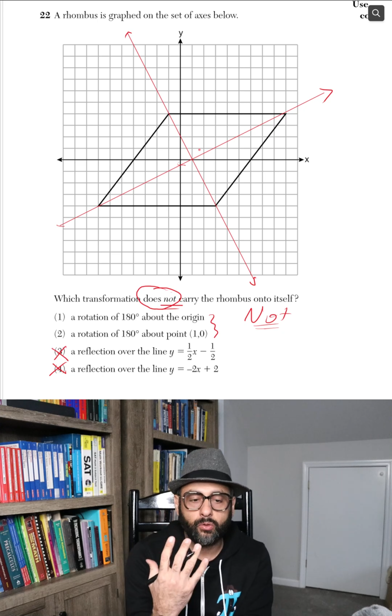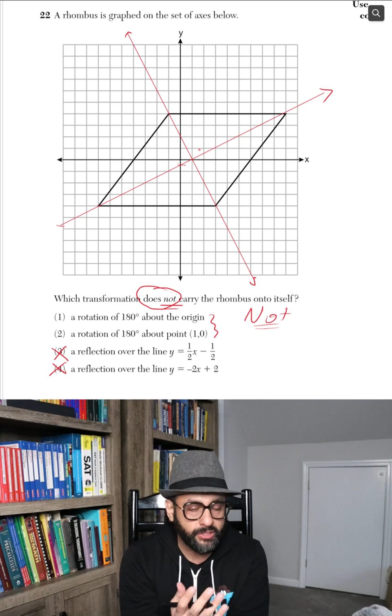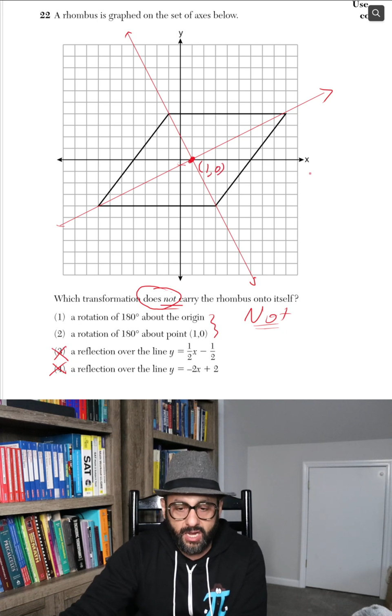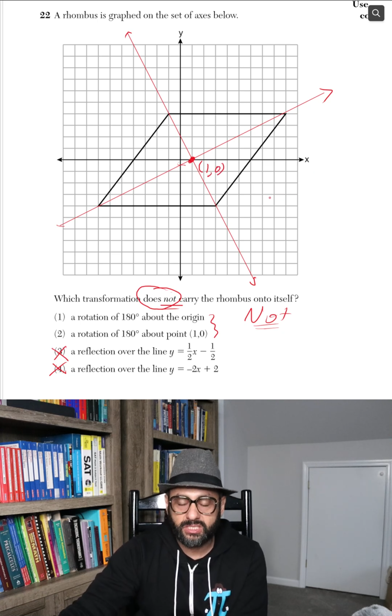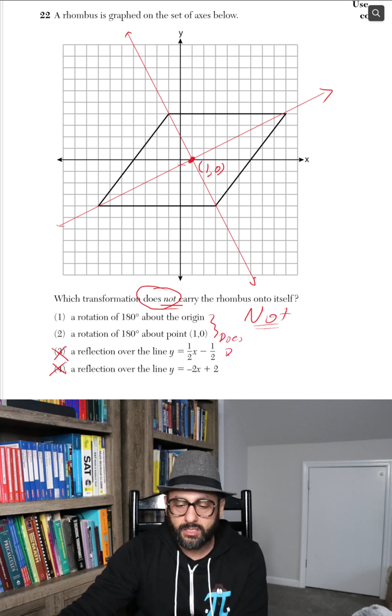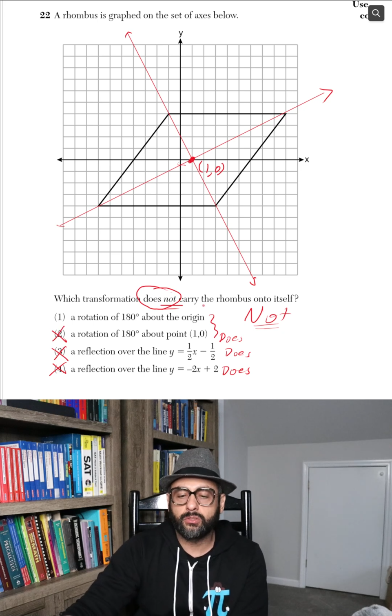Well, the rotation that rotates the rhombus onto itself has to also preserve the lines of symmetry. So it has to be a rotation about this point. So a rotation about this point, 1, 0, does rotate the figure onto itself. And they said does not. I'm going to write the word does, and does here to super emphasize that I'm crossing out the ones that do carry the rhombus onto itself.